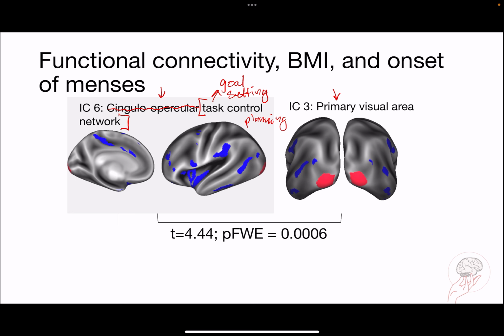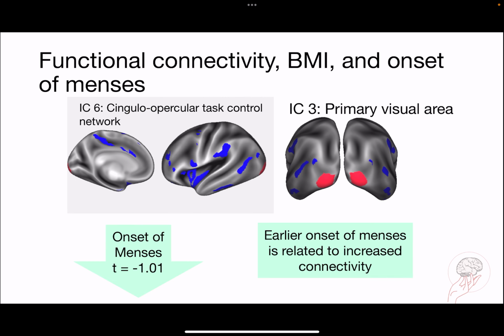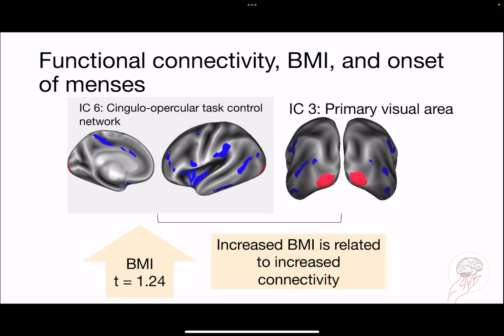And what I saw was a negative relationship with the onset of menses, meaning that the earlier the onset, the more the connectivity between these two regions increased. And the increased BMI was related to increased connectivity as well.